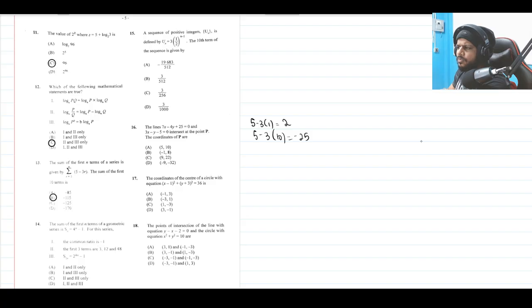n over 2 into A plus L, 5 into minus 23, and that's minus 115.